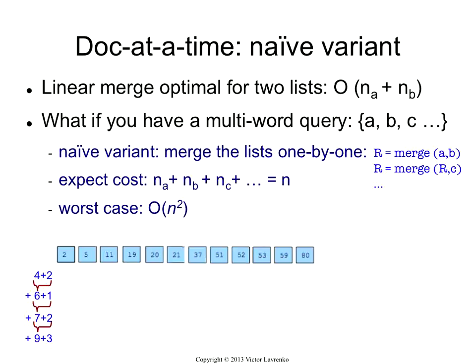Now, how did I get to n squared? What is the worst case scenario for this? The worst case scenario is I have a query with a bunch of rare words, right? So cryogenic aardvarks and a bunch of other words like that.